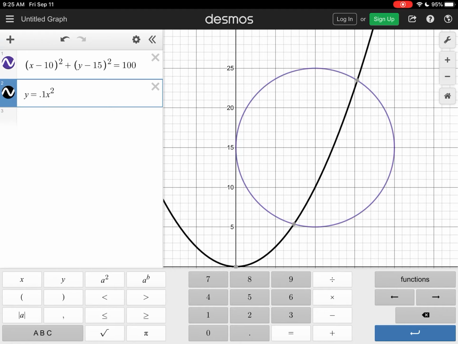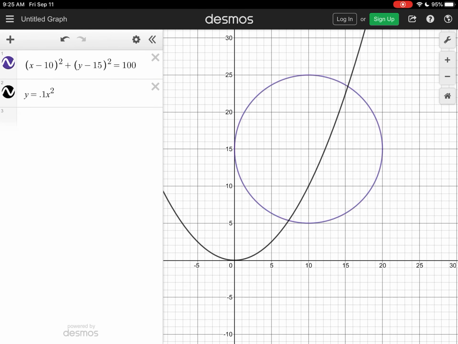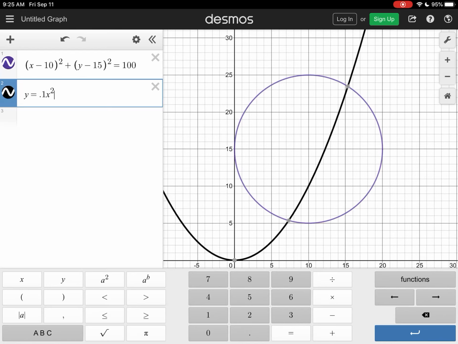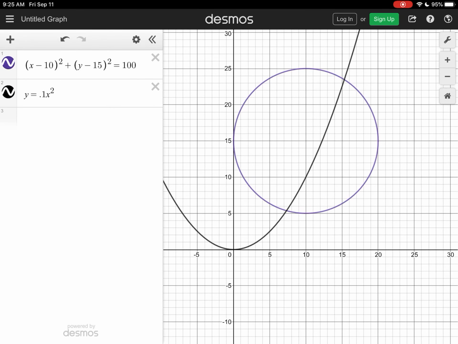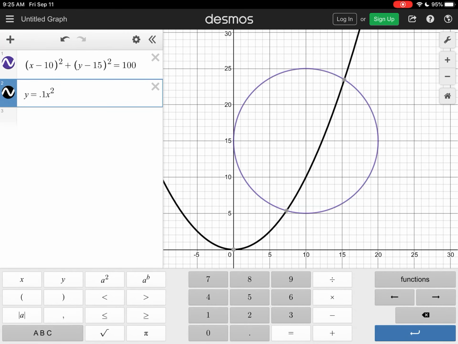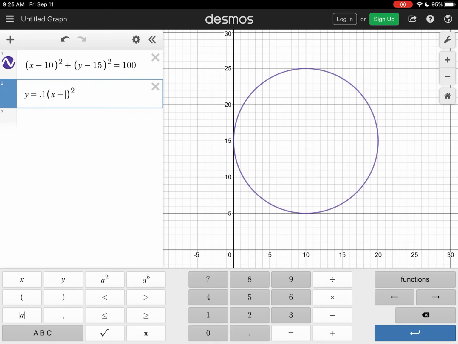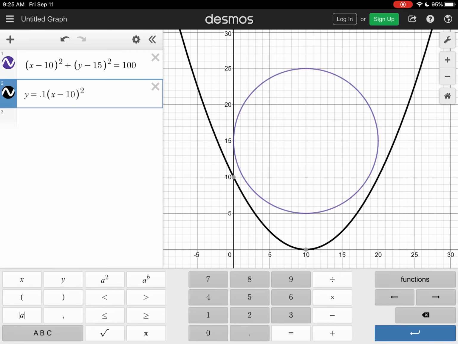Now that I've got the width the way I like it, I would like to move that parabola so that it's in the place where a smile would be. It looks like the center of my parabola, I would like it to be where x is 10. So I'd like to move this right 10 units. In order to move it right, I have to put that minus 10 inside with the x. So I needed to put parentheses around the x and then put the minus 10 inside to move it right or left. And I chose right, so I put minus 10.